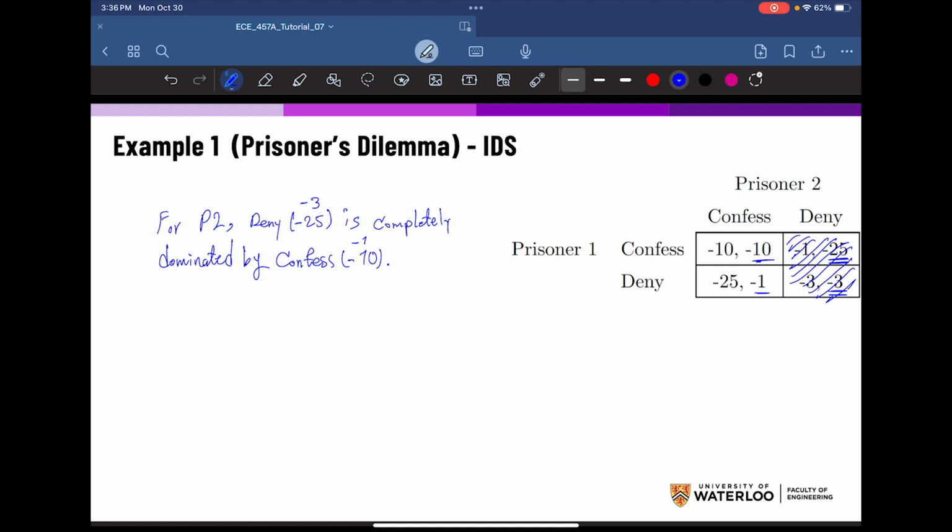Then let's go and check it out for prisoner number 1. Now we have only one column. For P1, we have these two values, -10 and -25. So we're not considering the other column. So we have confess and deny. And we can see that confess completely dominates deny, because confess is -10 and deny is -25. So confess with -10 dominates deny.